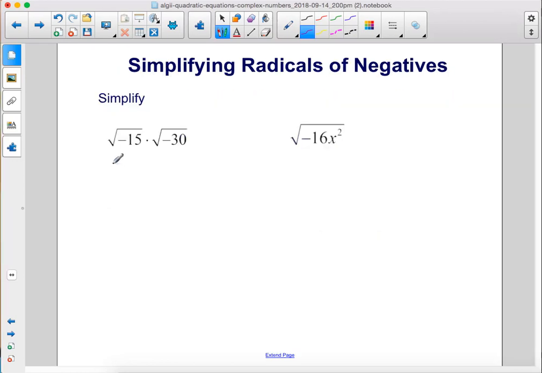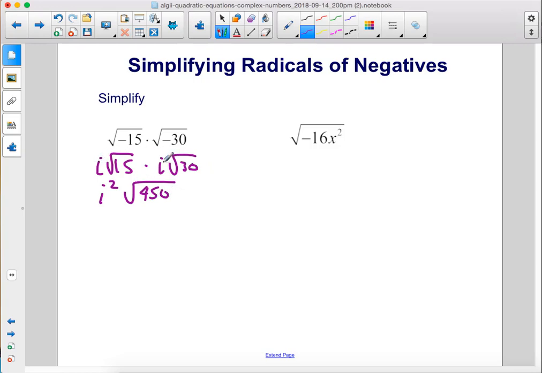Simplify. The square root of negative 15 times the square root of negative 30. Alright, first thing I'm going to do is take the negative signs out by adding i. So i times the square root of 15 times i times the square root of 30. Then I'm going to combine these radicals. The radical 15 times the radical 30 is the radical of 450. 15 times 30 is 450.